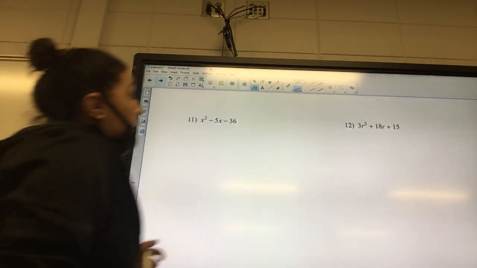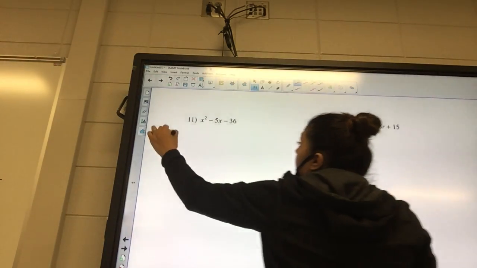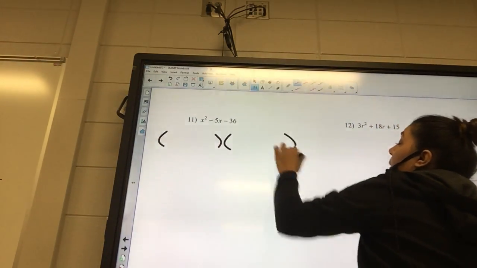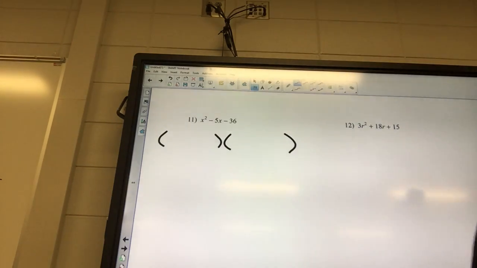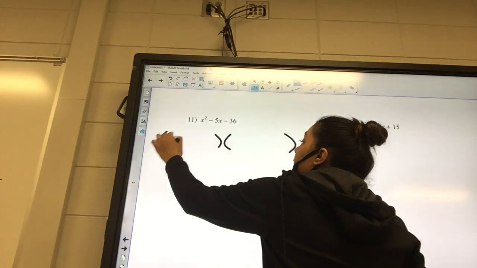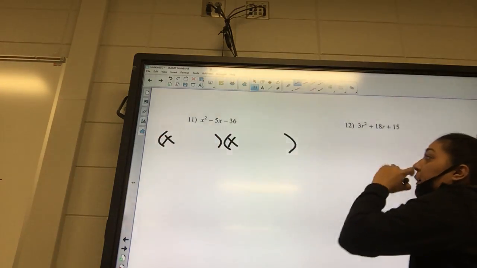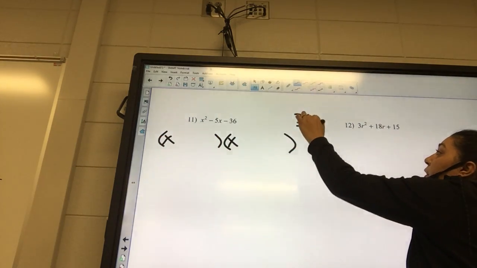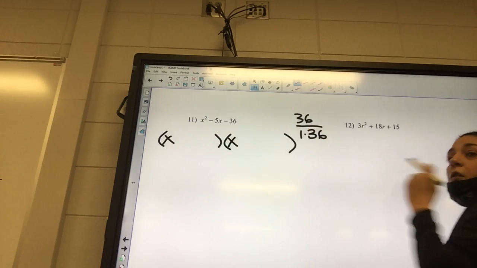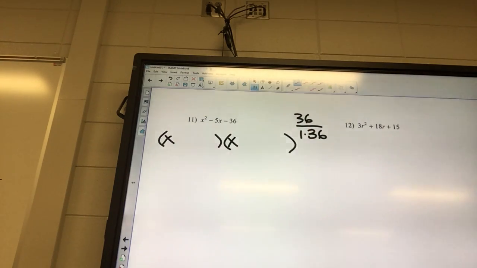Okay, look at 11. Draw your parentheses. Okay, what can we fill in? The x's. Okay, so we got x and x. We need to find factors of what number? 36. So 1 and 36. 2 and 18.